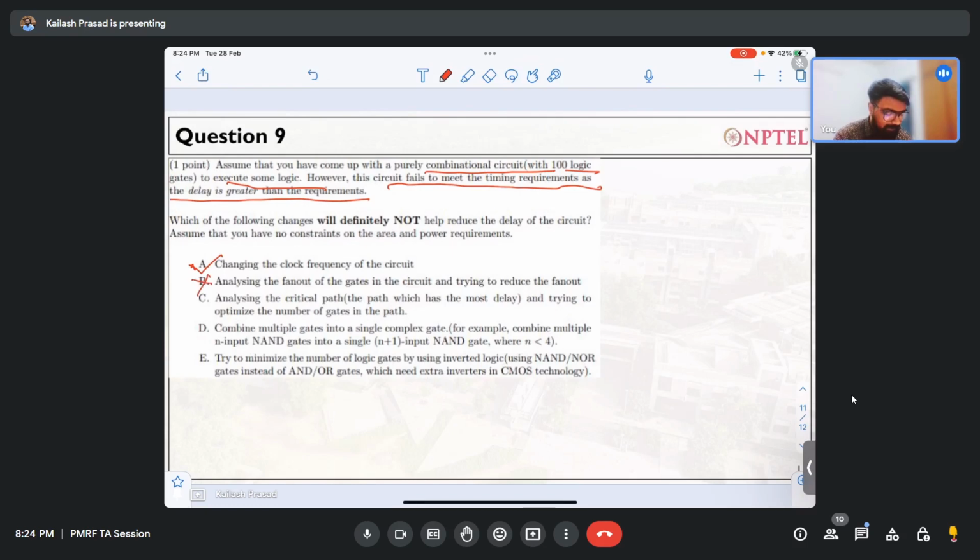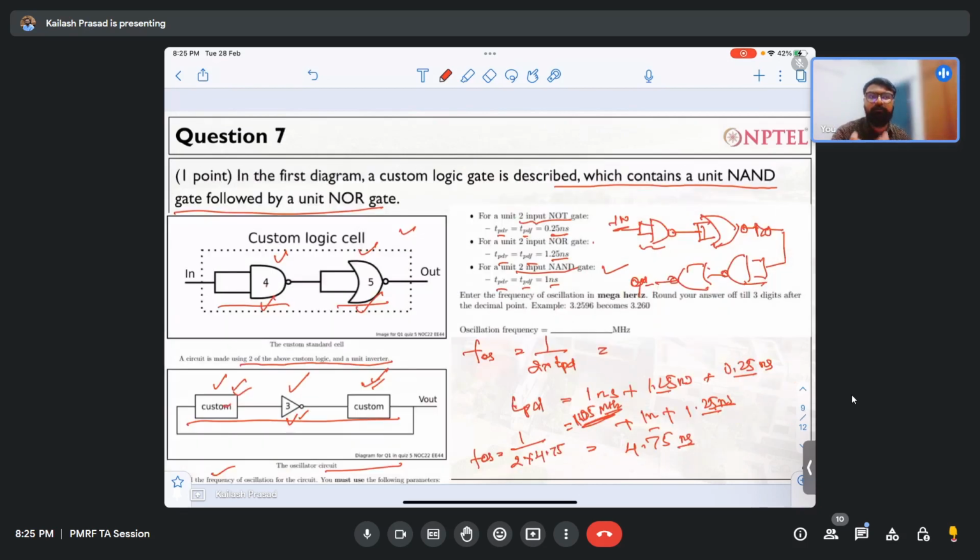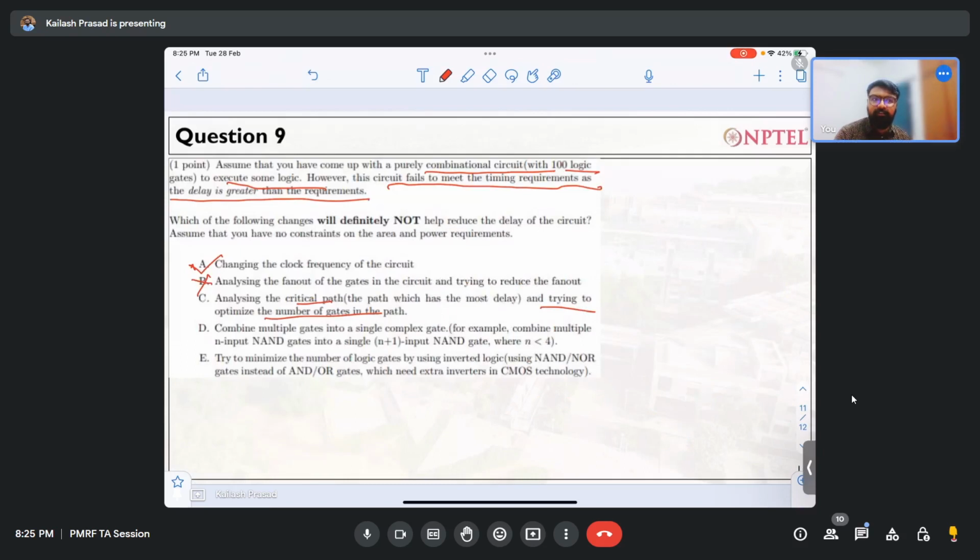Now, analyzing the critical path and trying to optimize the number of gates. This option is saying that I have a path, just like I have shown in the previous one, a 5 stage path. I will try to reduce the number of stages, or reduce the number of transistors. The question is, will it help in reducing the delay? Yes. If you change the circuit, if you optimize the path, you will be able to reduce the delay. So again, this is also not our answer. There is only one answer till now.